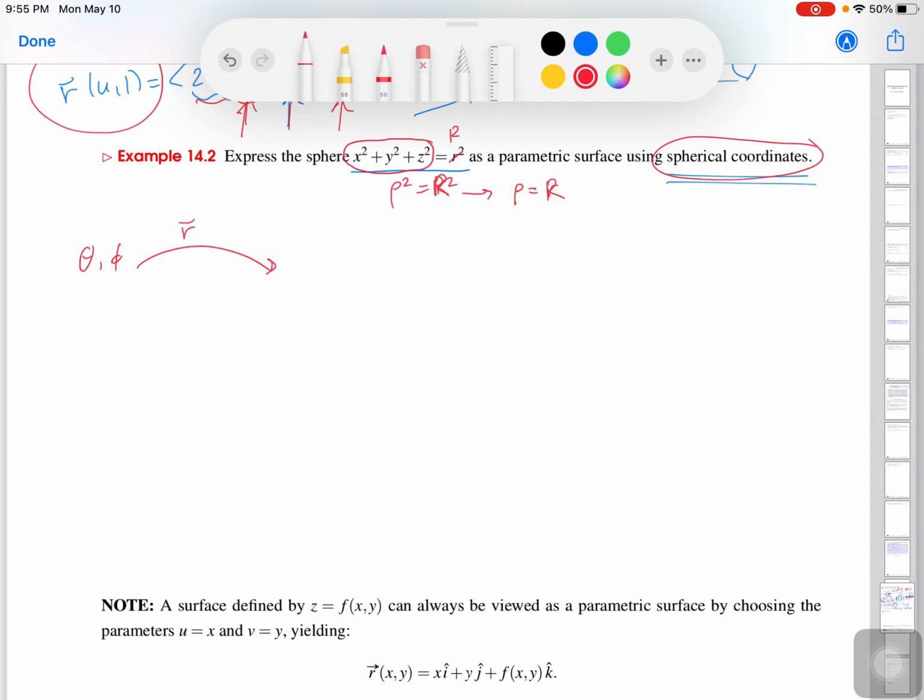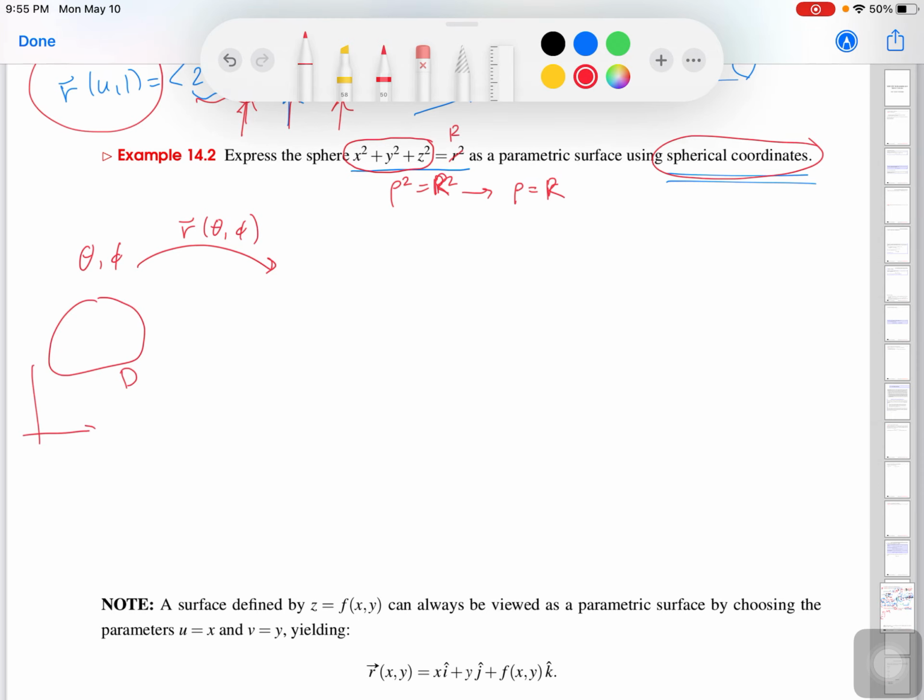And what my parametrization is supposed to do is to take these parameters from some domain, which we'll figure out in a minute, in two-dimensional space, and take that parametrization and produce the actual surface that I'm trying to parametrize in three-dimensional space. So I'm trying to parametrize a sphere of radius R. So that is a little bit of a clue as to how this parameterization is going to go.